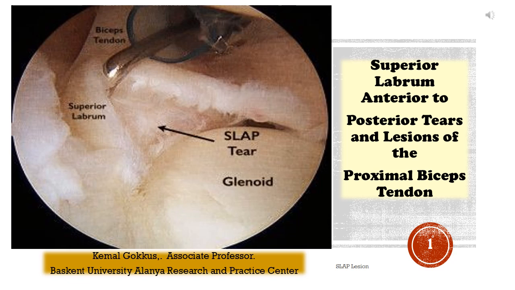Superior labrum anterior to posterior tears and lesions of the proximal biceps tendon. Kamal Gokuz, Associate Professor, Tashkent University Alanya Research and Practice Center.